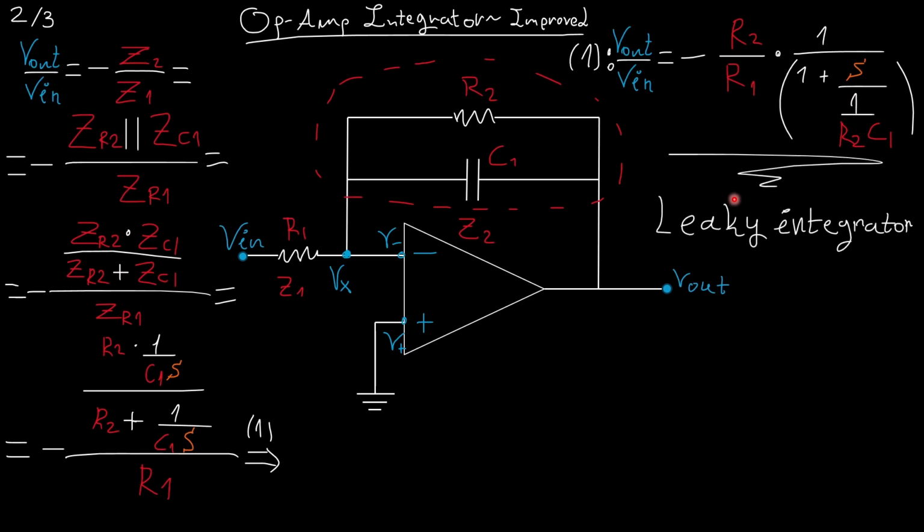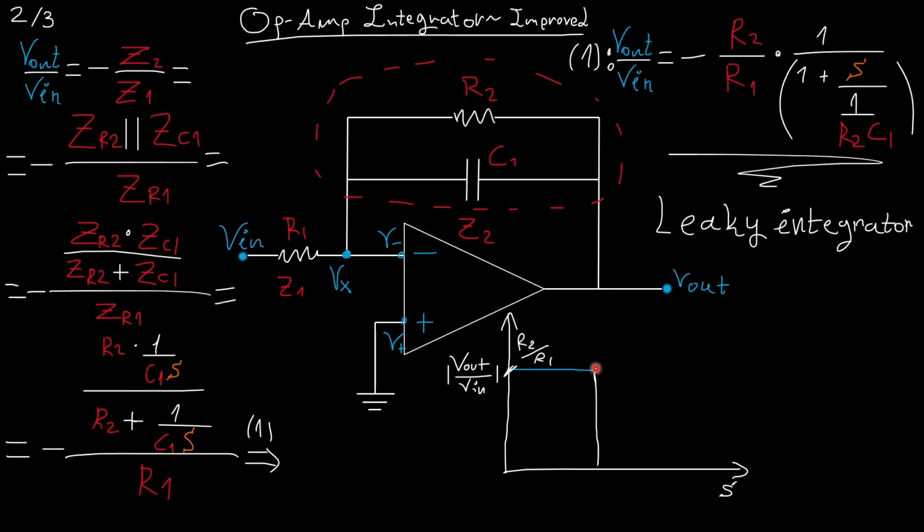This is known as a leaky integrator. And if we plot Vout over Vin, it will have this behavior. From the beginning up to a specific point, the output over the input must be equal to R2 over R1, because the absolute value is plus R2 over R1. When we get to one point, the point being 1 over R2C1, or 10 times lower than this, alright, we get this behavior, the integrating behavior, as we saw earlier.